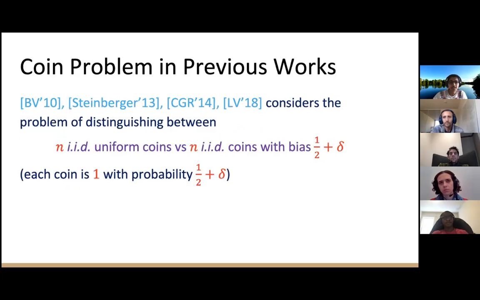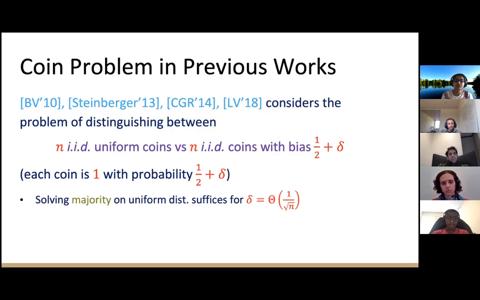So the coin problem studied in previous works considers the following problem of distinguishing between n identically and independently drawn uniform coins and n independently and identically drawn coins with bias half plus delta towards 1. That is, either you have uniform coins, where I refer to coins just as bits, or you have coins that are 1 with probability half plus delta and minus 1 with probability half minus delta. And there can be various computation models in which you can study this distinguishing problem. We are studying this problem in the streaming model.